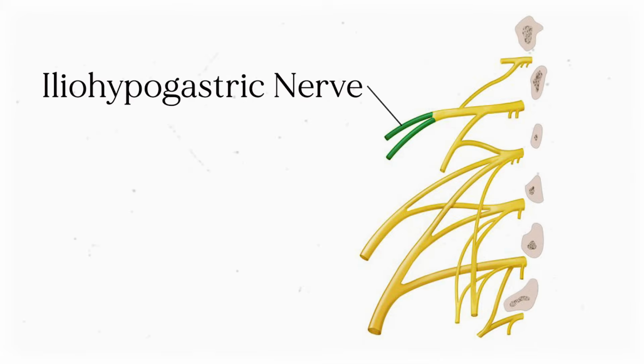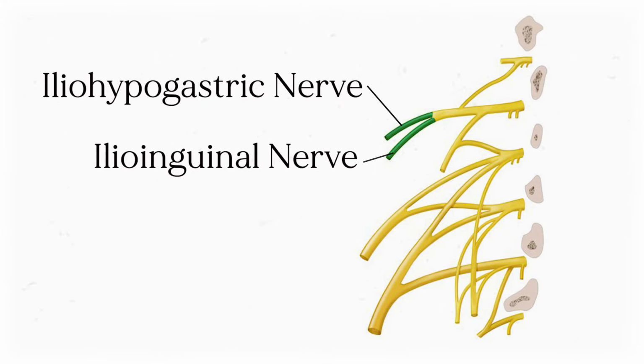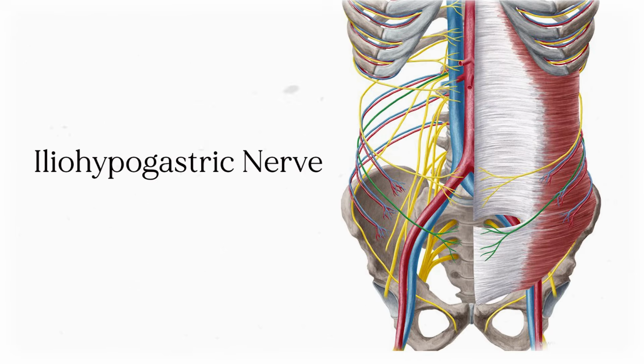First up, the iliohypogastric and ilioinguinal nerves. Both of these guys branch off of the spinal root L1 and get some nerves from spinal root T12, and their names give us all the information we need. Iliohypogastric starts with ilio, which refers to the ilium, the wide curvy bone of the pelvis. Hypo means low, and gastro means stomach.